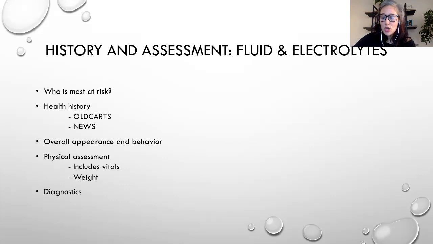Does not work. So again, you want to ask parents, guardians, whoever's there, those OLD CARTS questions, because that's going to help us figure out how dehydrated they are, how long this has been going on, and maybe everybody else in the household's been sick too, and they already know what it is. Again, that's a big help.